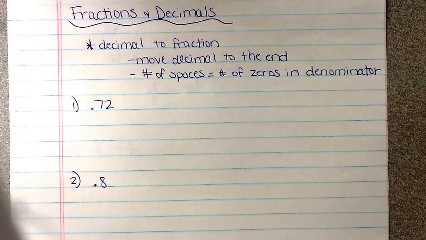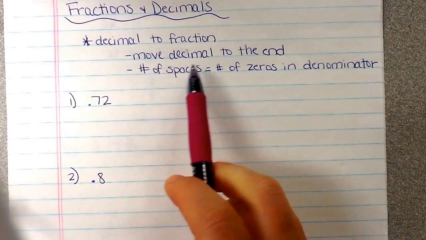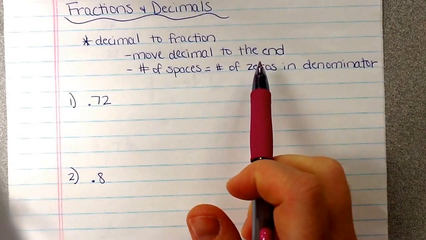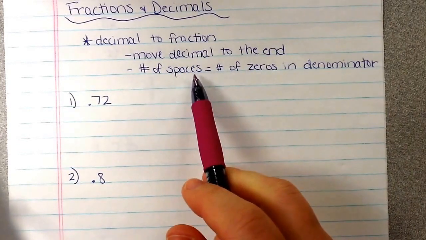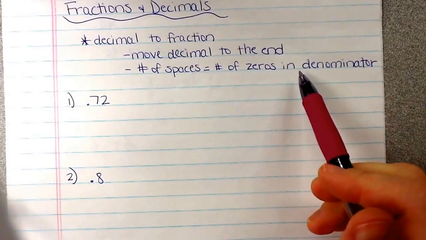We're going to start with converting decimals to fractions. To convert a decimal to a fraction, move the decimal point to the end. Count the number of spaces that it took to move it to the end. That is the number of zeros that you will have in the denominator.